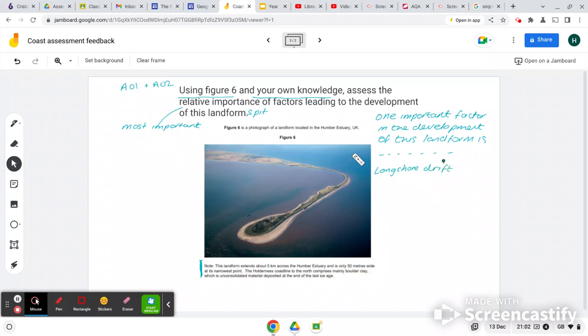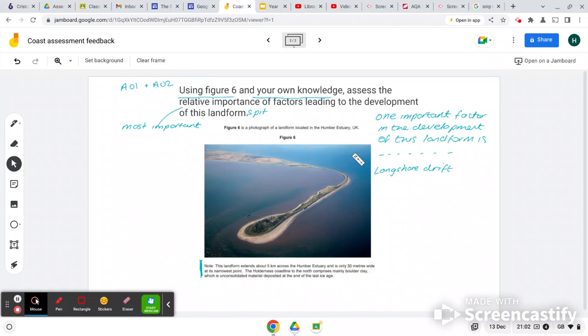You could give an explanation of longshore drift, and this would give you your own knowledge marks, so your AO1 marks. For these questions, though, you are only given 2 marks for AO1. So that means you do need to be answering the question and using the figure for the other 4 marks, your AO2 marks, which are applying your knowledge.